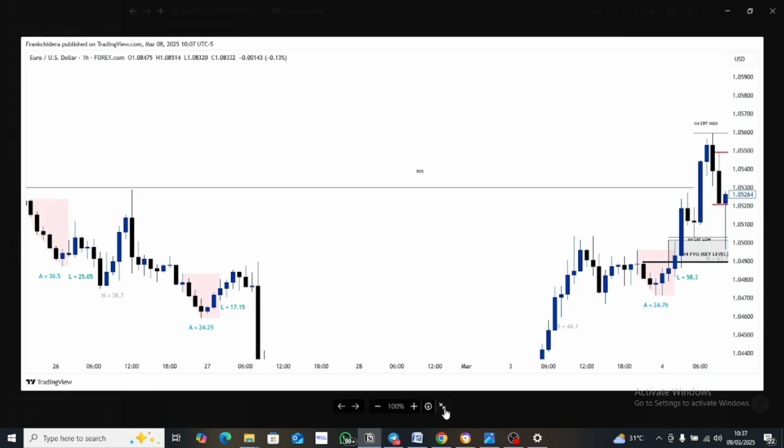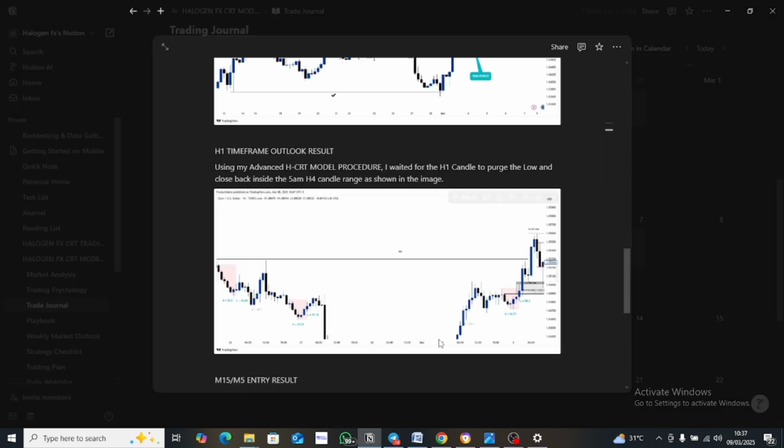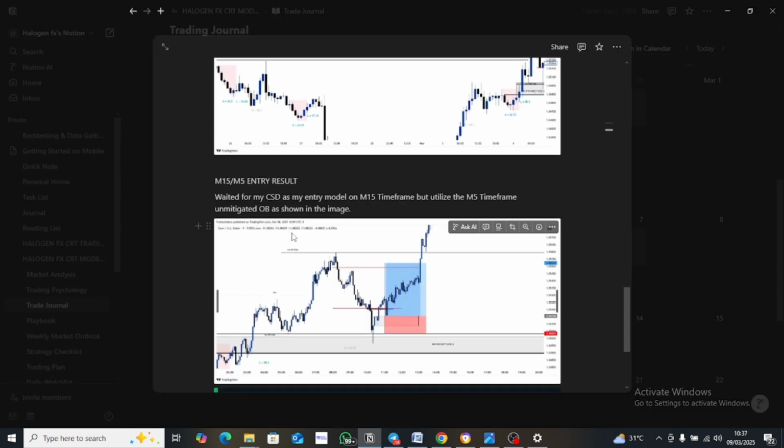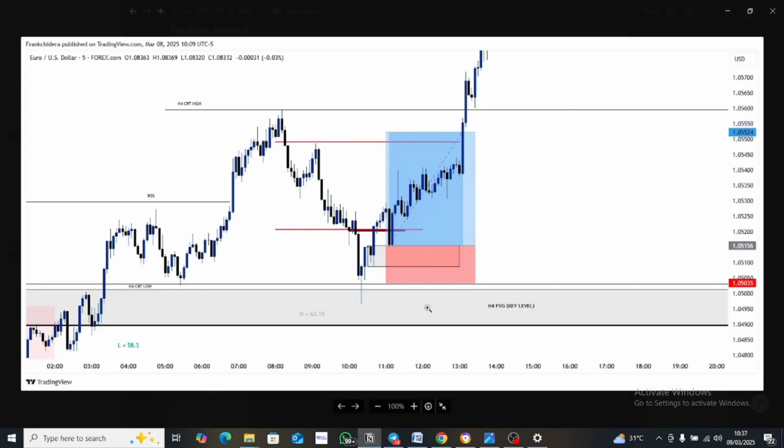Upon seeing that, what did I do? I went straight to my entry time frame, which is my 15 minutes or 5 minute time frame. You can see what I said. I said wait for my CSD, which is change of state of delivery, as my entry model. And you can see that I waited for my change of state of delivery, and you can see what the market did. It tapped me into my unmitigated order block, and did smash TP with 1:3.